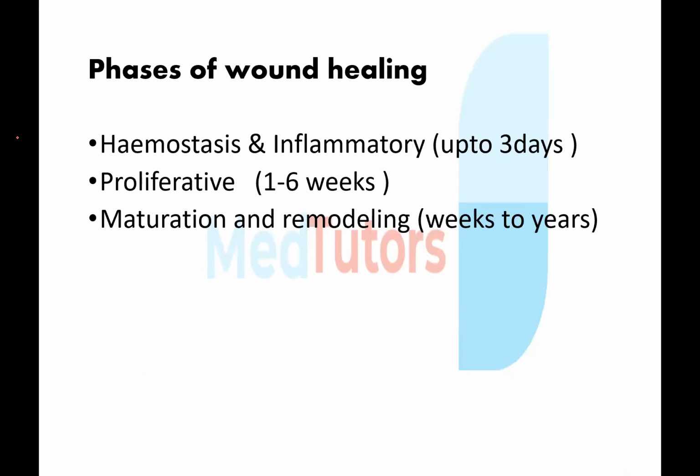So we've seen the various types of wound healing. Now we'll talk about the phases of wound healing. Generally, there are 3 phases of wound healing. The phases are the hemostasis and inflammation, the proliferative phase, and the maturation and remodeling phase. Now, the hemostasis and inflammatory phase of wound healing occurs immediately, and it takes up to 3 days.